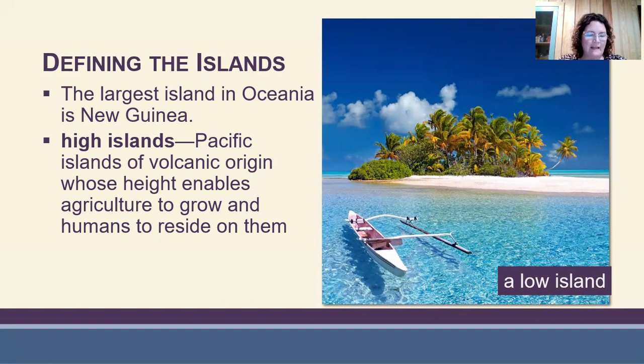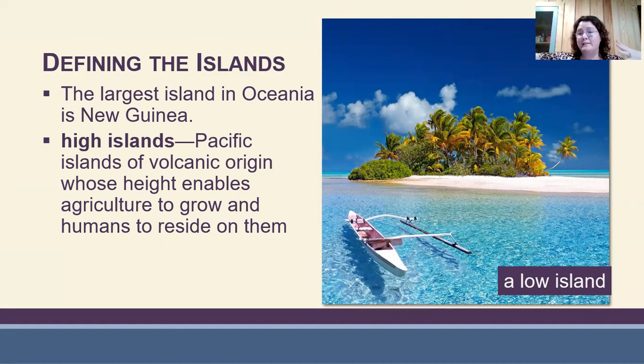And half of it is claimed by Indonesia. So there are two types of islands in the Pacific. There's high islands and low islands. The high islands are the Pacific islands of volcanic origin whose height enables agriculture to grow and humans to reside on them, meaning that there's volcanoes under the ocean. When it erupted, it created this island, and it would have different heights on it.